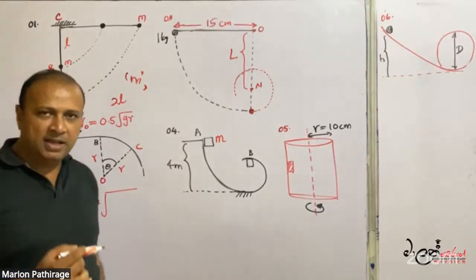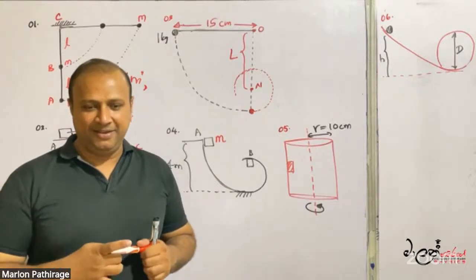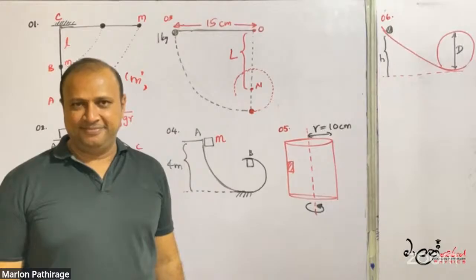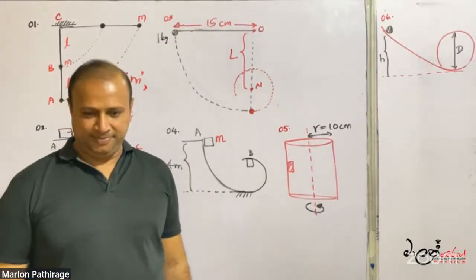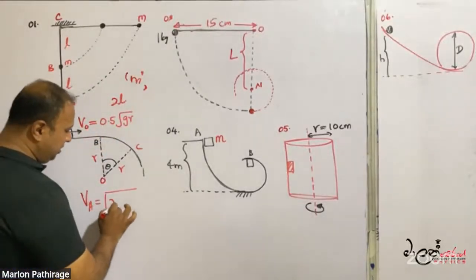Actually, I have asked you to do those questions as MCQ. Therefore, no need to write everything. Treat them as MCQs. Therefore, VA should be equal to square root 2gh.